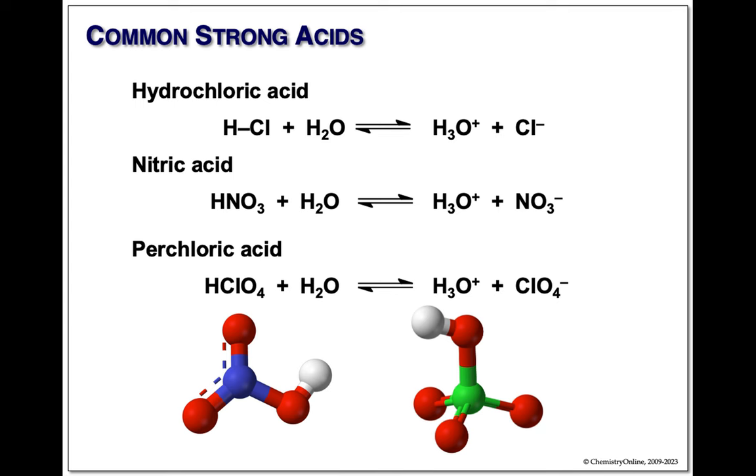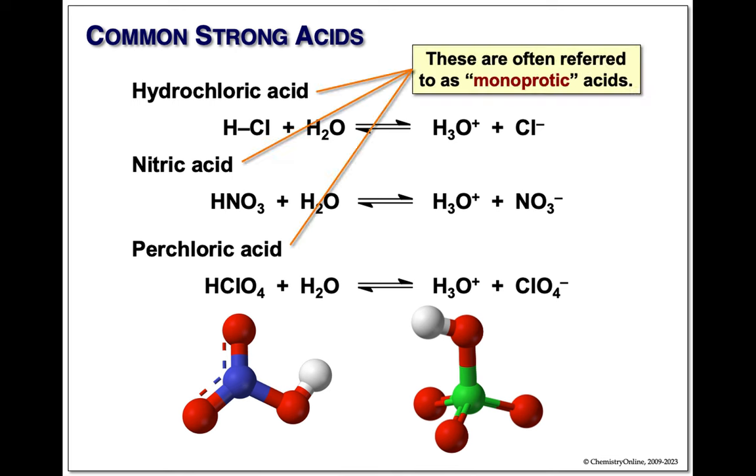Perchloric acid is another one, HClO4. Again, perchlorate is a monoanion, so we put one hydrogen on. This is the acid form. It loses it to water to make hydronium and perchlorate. For all three of these, we have one proton we can dissociate, and they're termed monoprotic acids.